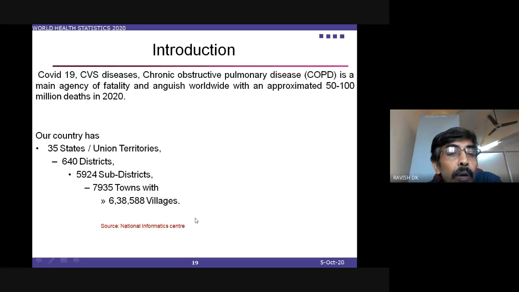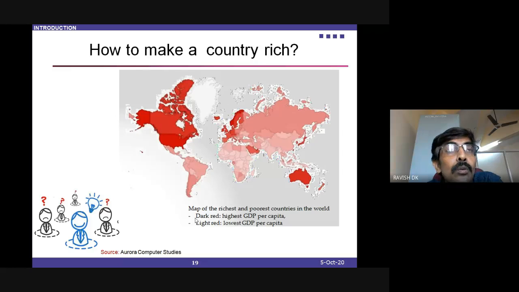Our country is highly populated, and also one of the largest in territory in the world. There are 35 states and union territories, 640 districts, 6,000 sub-districts, nearly 8,000 towns, and 6.5 lakh villages. It is highly populated, and serving them with healthcare facilities is a great task.